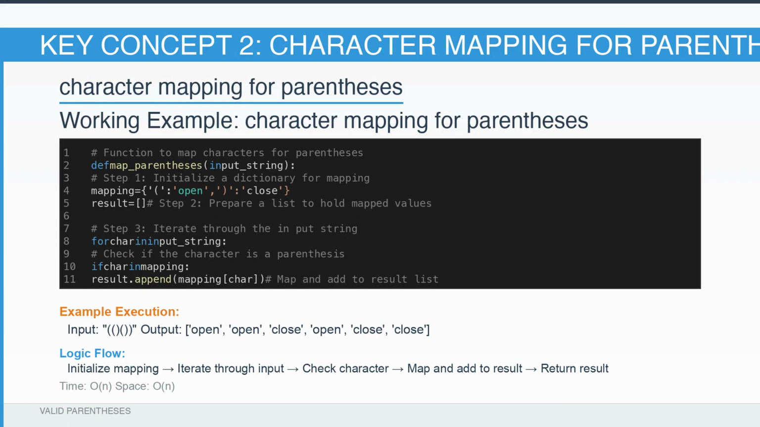If it is, we append the corresponding value, either open or close, to our result list. Finally, after processing the entire string, we return the result, which now contains the mapped representation of the parentheses. This function effectively translates parentheses into a more understandable format, making it easier to analyze their structure in our input.